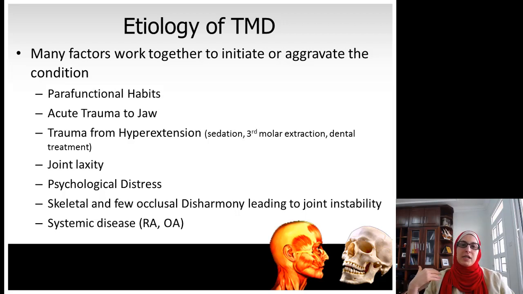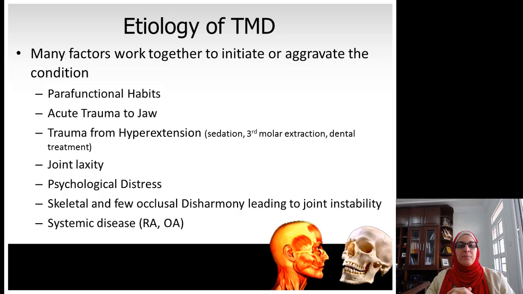Parafunctional habit means you are doing more work than your joint is designed to tolerate. Your joint is designed to tolerate your talking activity and your chewing food activity, but if you do clenching all the time, if you do grinding during the night, if you are chewing gum all of the time, this is excessive activity, and this will lead to a TM joint problem.